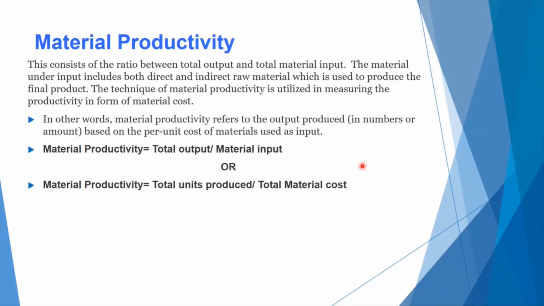Material productivity formula: material productivity equals total output over material input. In numbers, material productivity equals total units produced over total material cost. This is calculated by amount. First formula for numbers, second formula for amount.